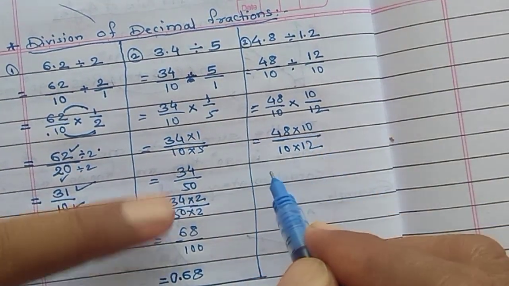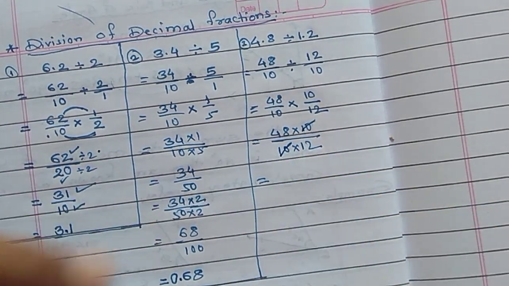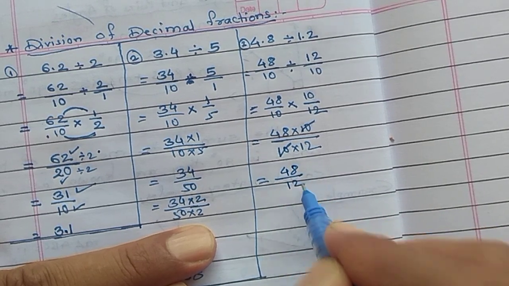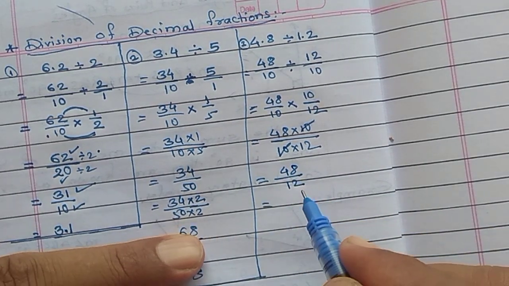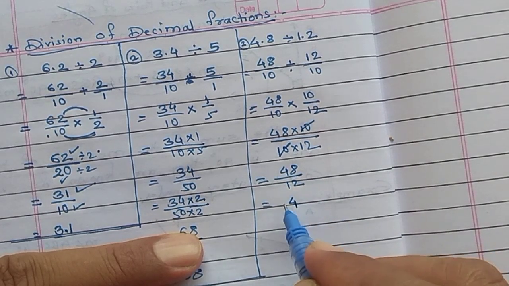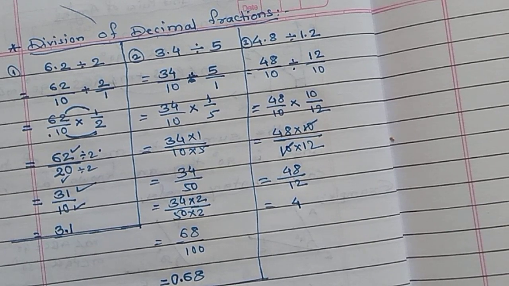Even here one more shortcut method we can use. This numerator 10 and the denominator 10 cancel each other. 48 upon 12 remains. 48 divided by 12 means the answer we get is 4. So 12 4s are 48. So the answer is 4.